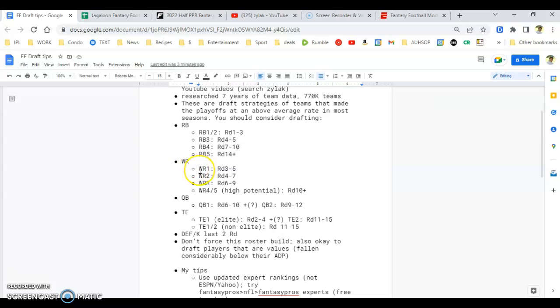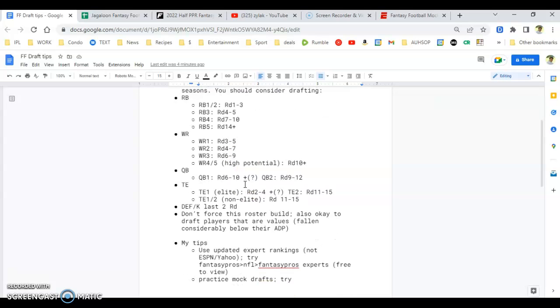Wide receivers, you should take your first wide receiver in rounds 3 to 5, your second in rounds 4 to 7, third in rounds 6 to 9, and your fourth and fifth wide receivers, these would be high potential candidates. These would be high-risk receivers that may break out at some point in the season, like rookies in rounds 10 or later.